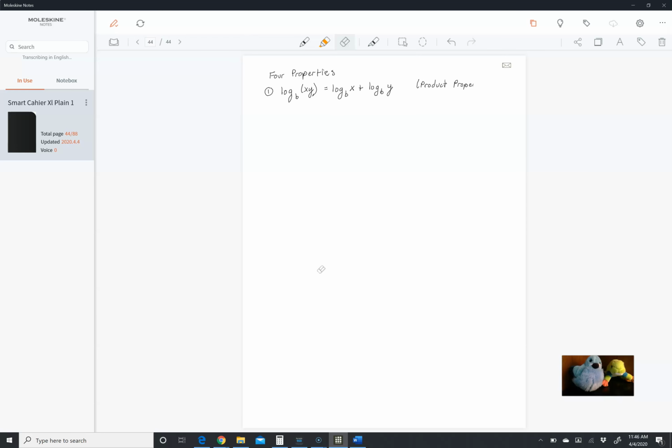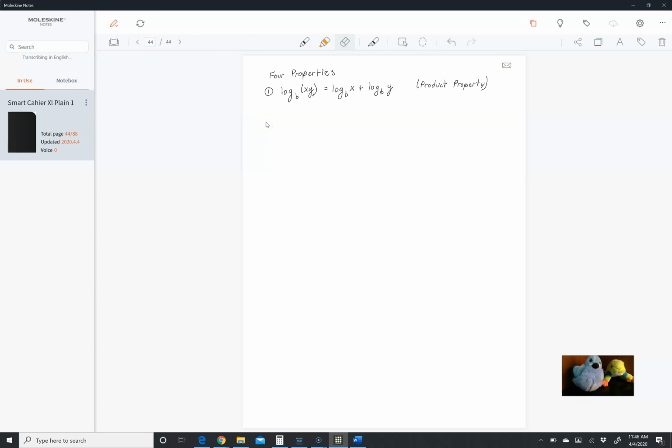And this is not surprising. It's just like the property for exponents, right? b to the x times b to the y is equal to b to the x plus y. This is very similar. When you're multiplying, it turns into addition. So this side, and we'll go through this afterwards, this side is the condensed form. This side is called the expanded form. So I'll write that down in a few minutes.